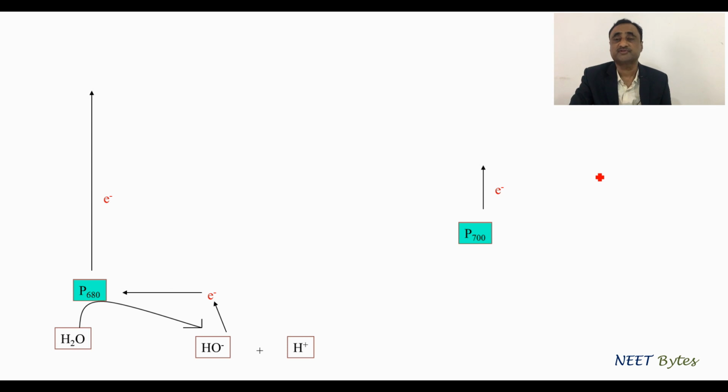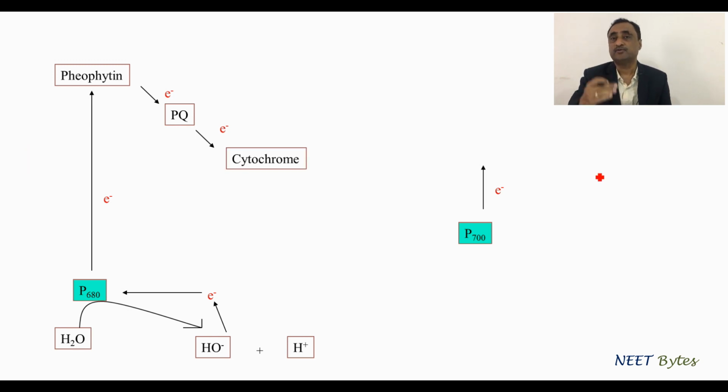But the electrons expelled by PS2 are accepted by pheophytin. Now pheophytin is very important. Why? Because this is the only photosynthetic intermediate where magnesium is not there, right? In the rest of all photosynthetic intermediates, magnesium is there. Okay, from there it goes to plastoquinone, right? And from plastoquinone it goes to cytochrome. You see, there are different types of cytochrome, right? Cytochrome f, cytochrome b5, f6. So depending upon the type of species, there are different types of cytochromes.